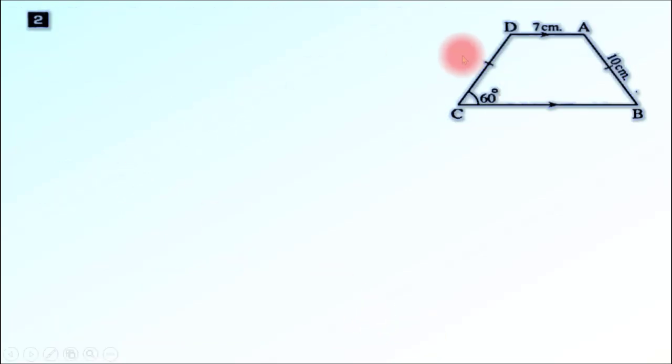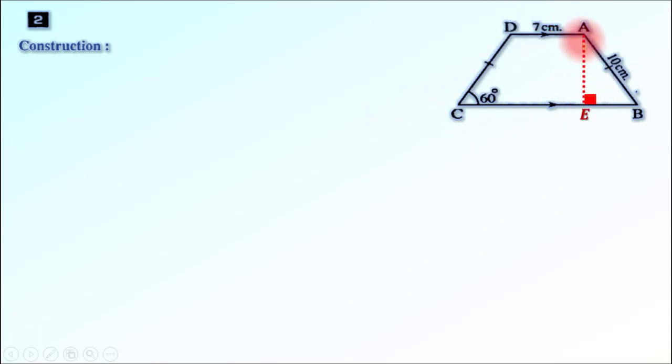Number 2, we have here an isosceles trapezium, in which AB equals DC and the two parallel bases AD 7 centimeter and BC, where the measure of angle C equals 60 degree and AB equals 10 centimeter. To find the area of this trapezium, we must find the length of the height and the length of base 2. We will make here two constructions.